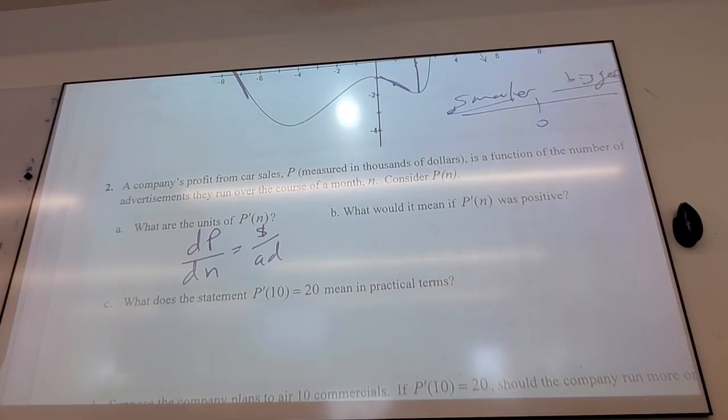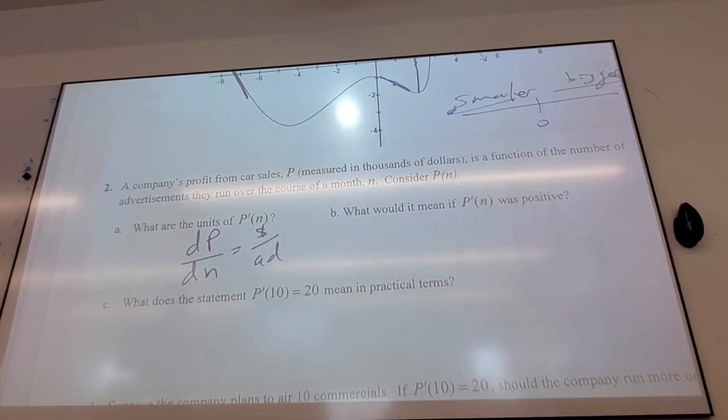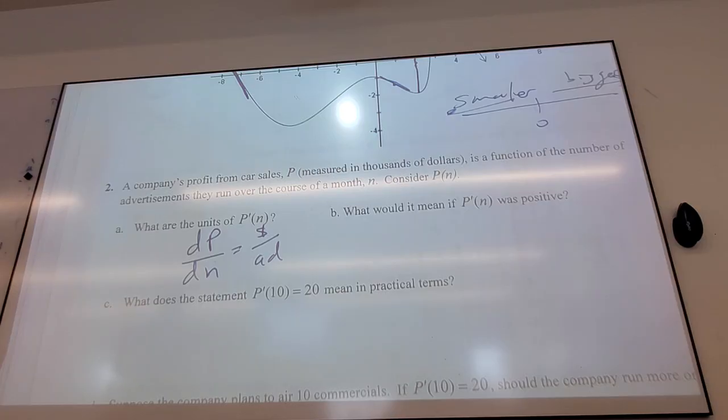So if I know my dP/dN and if I know my P prime, that predicts how much more money, or less if it's negative, I could make if I did another ad, for example. Does that make sense? If I'm going 80 miles an hour, that tells me how far I should go in the next hour, assuming it doesn't change.